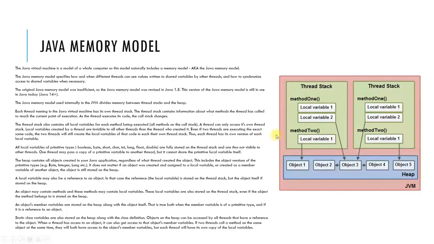Java memory model. The Java memory model was revisited in the fifth version of Java and is still used now. The Java memory model used internally in the JVM divides memory between thread stack and heap. The thread stack contains information about the methods called in this thread. Each thread has its own thread stack, which contains information about methods and variables.